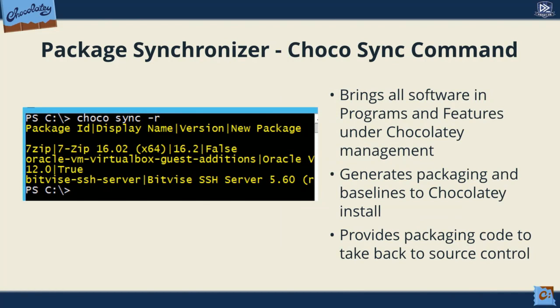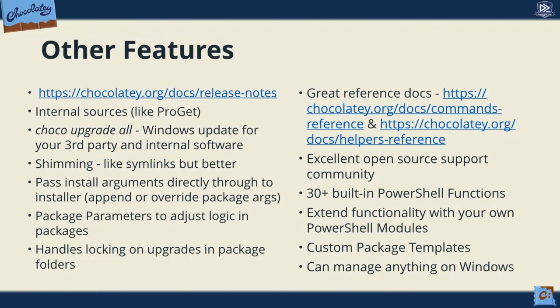And we have the other side. So if you have an existing system, you want to get it ramped up really quickly, you would drop Chocolatey on there and call Chocolatey Sync. It'd look through everything that's in programs and features and baseline it. So it basically generates packaging on the fly, brings it under Chocolatey management, so you could upgrade everything from there. Lots of other features.